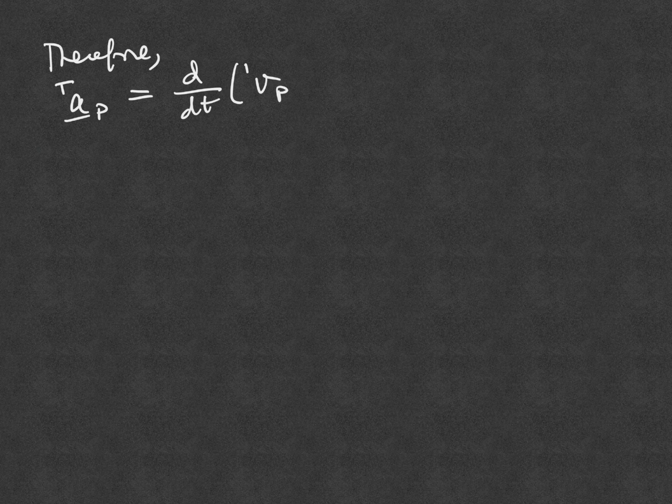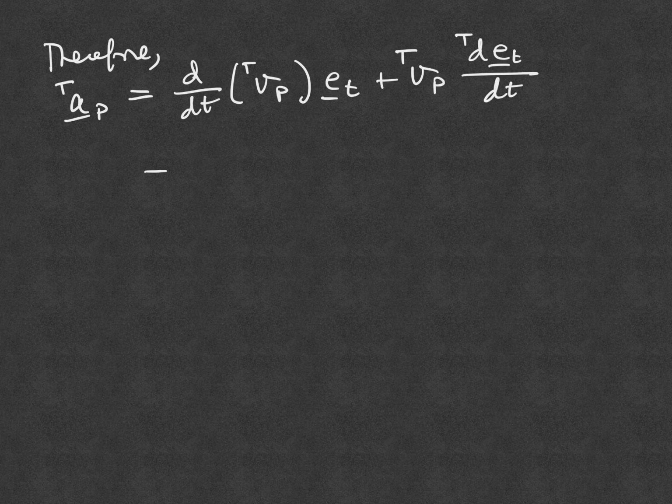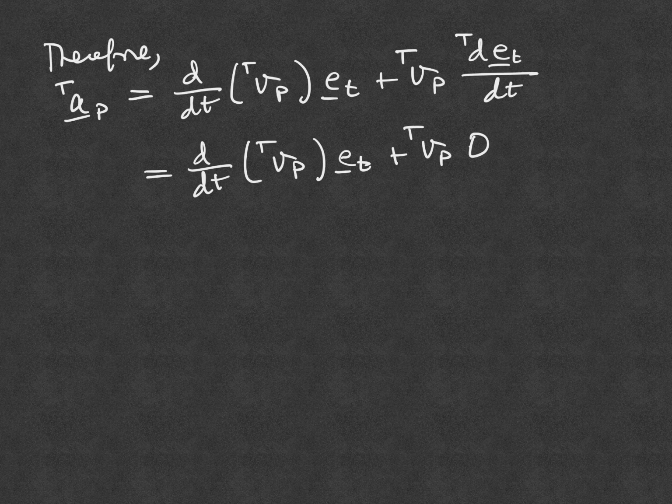So therefore, the acceleration of p as viewed by an observer fixed to the track is the rate of change of the speed times the tangent vector plus the speed times the rate of change of the tangent vector in t, which is equal to the rate of change of the speed times the tangent vector plus the speed times theta dot times e_n.